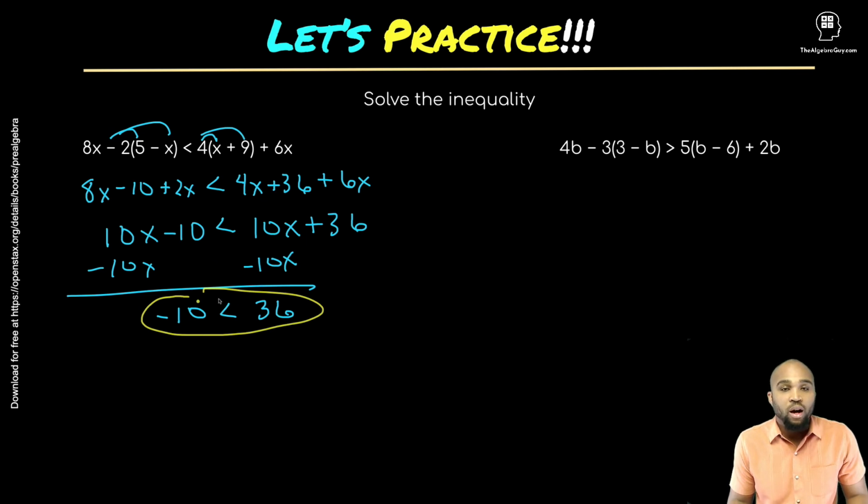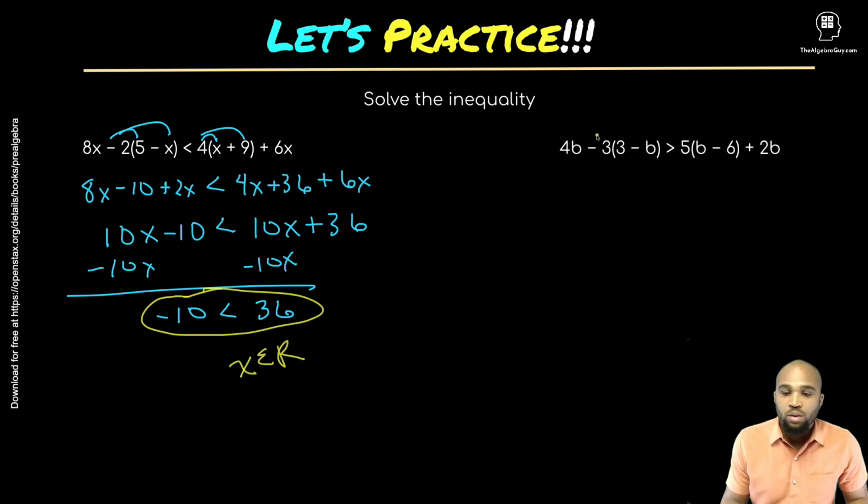It can be all real answers. So x is all real numbers. So it could be any number. Any number you put here is going to make this true. It's going to make this side less than this side. And that's why we're coming up with it looking this way.